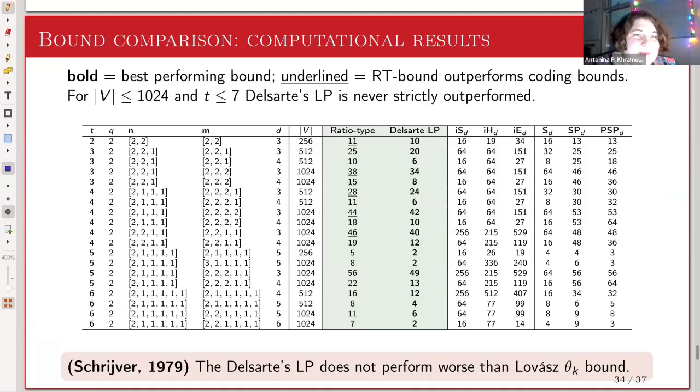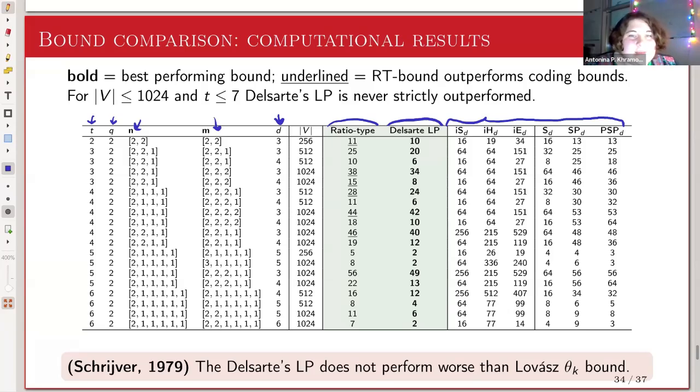So here we have a table of several sum-rank graphs, and then the sizes of the matrices. D is for the minimum distance of the code that we're looking for. T is the size of the tuple, and Q is the size of the field. These 6 columns are the coding bounds, so the ones that were introduced before using the code theoretical methods. And these 2 bounds are the ones that we introduced, the ratio type and the Delsarte LP bound. And you can see that in all of these examples, the Delsarte bound is the best one.